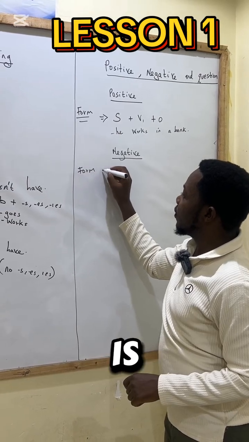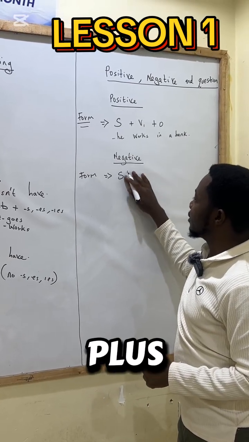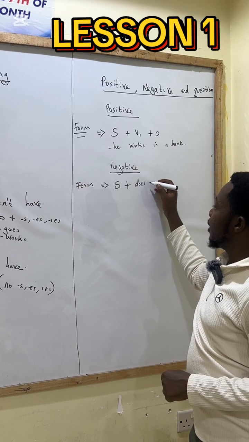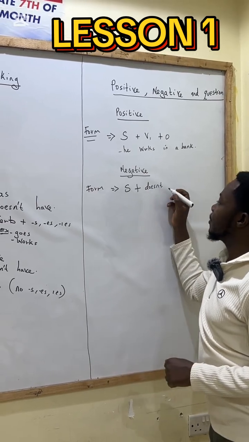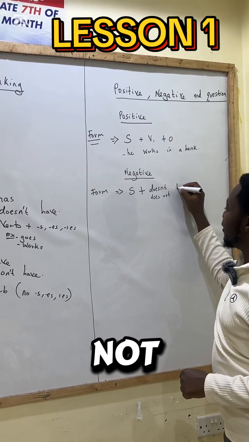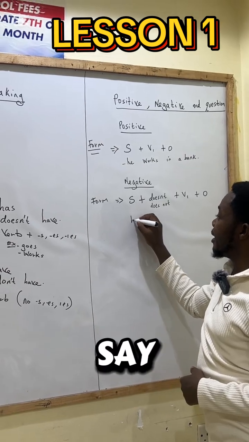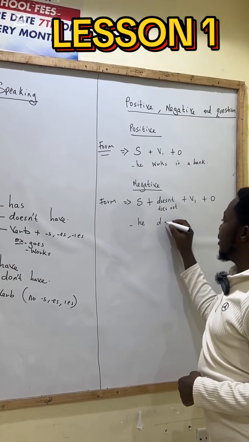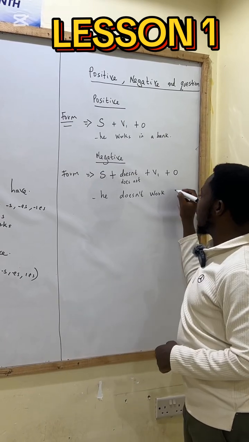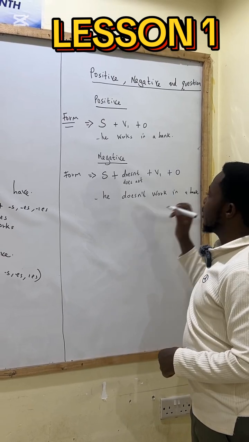For negative form, the form is always subject plus doesn't or does not, then plus the verb one plus object. For example, we can say he doesn't work in a bank.